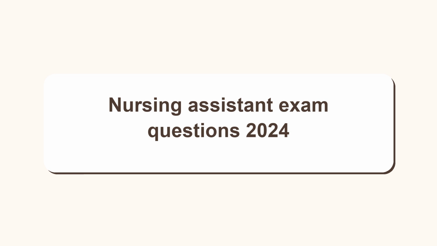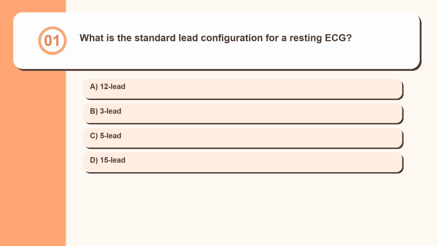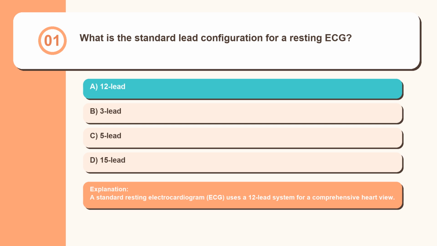Nursing Assistant Exam Questions 2024. Question 1. What is the standard lead configuration for a resting ECG? 12 lead, 3 lead, 5 lead, 15 lead. A standard resting electrocardiogram, ECG, uses a 12-lead system for a comprehensive heart view.